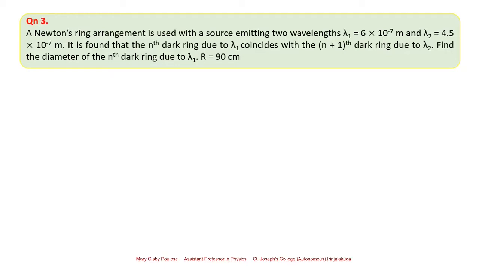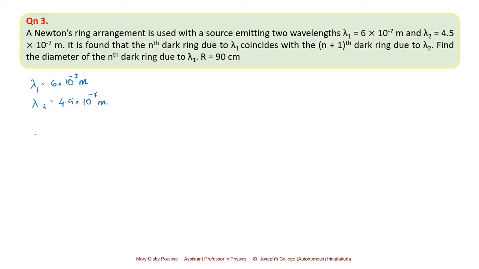Find the diameter of the nth dark ring due to lambda 1. Given radius of curvature of the lens r is equal to 90 centimeters. So let us write down the given parameters. The source has two wavelengths. Lambda 1 is equal to 6 into 10 raised to minus 7 meters and lambda 2 is equal to 4.5 into 10 raised to minus 7 meters.